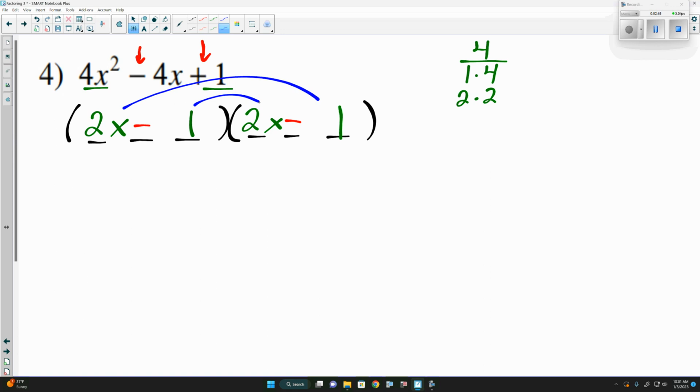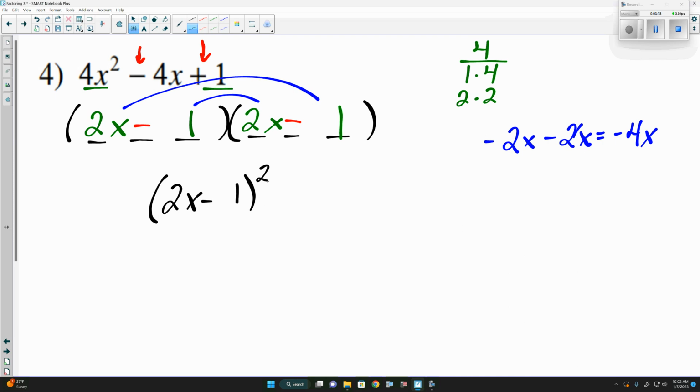And lastly, we check. 2x times negative 1 is negative 2x. Negative 1 times 2x is negative 2x, which gives us a negative 4x. So this is the correct set of factors. Now, you're probably saying, okay, that's not any different. It really isn't any different than what we did the last 2 days. But if you notice, these 2 factors are what? 2x minus 1 and 2x minus 1, squared. So we could leave it as 2x minus 1 times 2x minus 1.